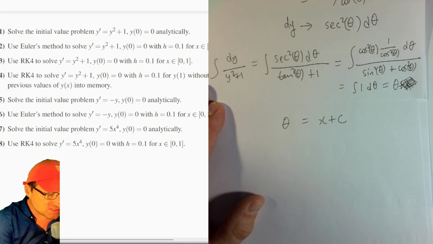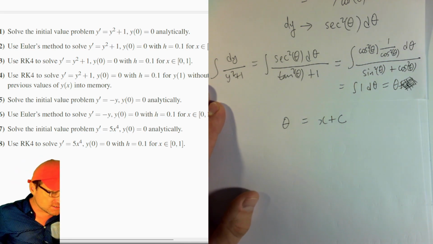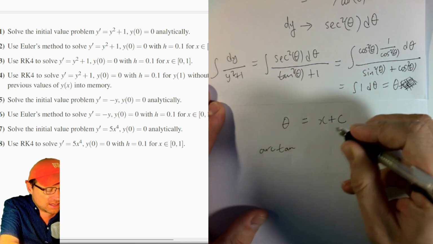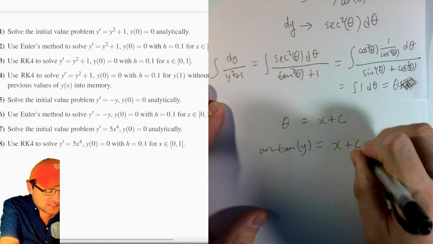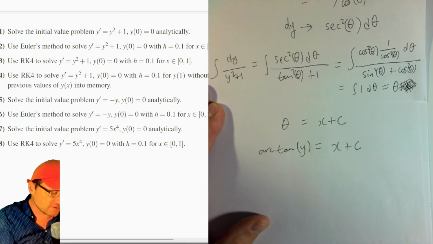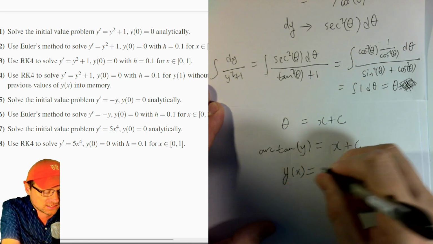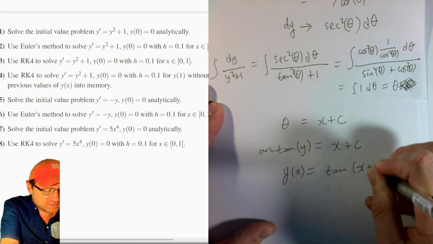All right, but what was theta? It's the inverse tangent of y. Okay, so arctan, let's write for that. Tan of y is x plus c. Okay, so let's take tan of both sides, and so then we get y as a function of x is tan of x plus c.